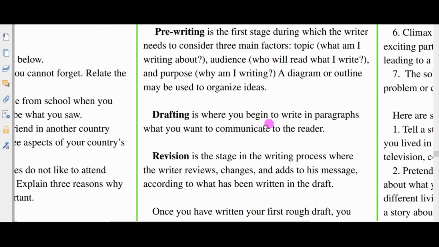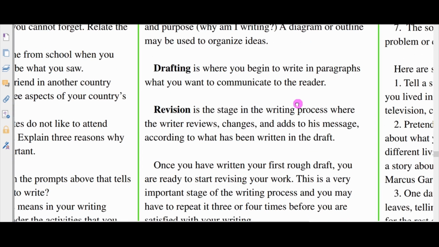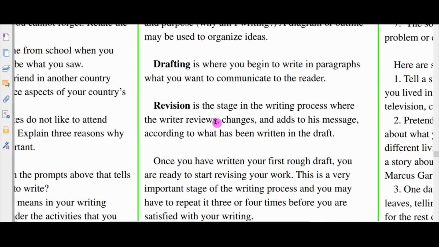The next step would be drafting. Drafting is where you begin to write in paragraphs what you want to communicate to the reader. Revision. Revision is the stage in the writing process where the writer reviews, changes, and adds to his message according to what has been written in the draft.